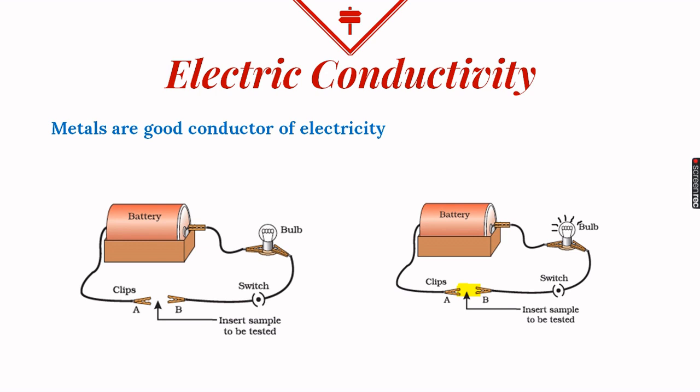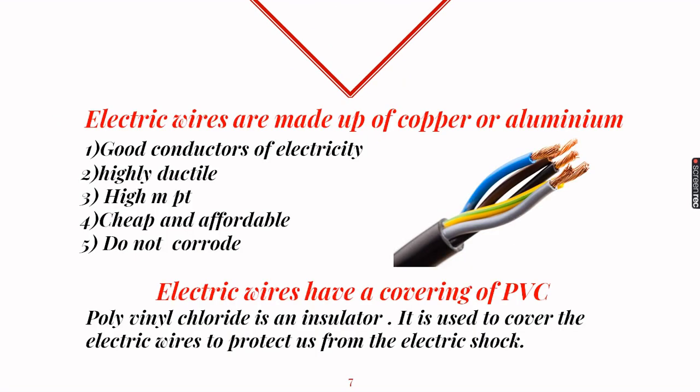Now if we replace these metals with a non-metal like carbon or sulfur or any other non-metal, we will find that the bulb does not glow. It clearly shows that non-metals are bad conductors of electricity. Silver is the best conductor of electricity, but still we do not use it for making wires. The reason is that before selecting a metal for making wires, we need to consider many points.